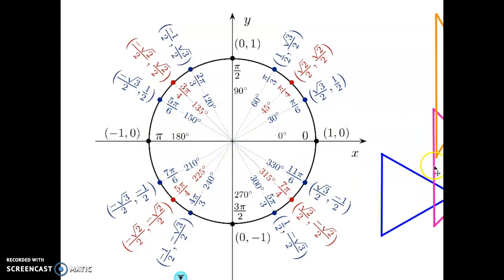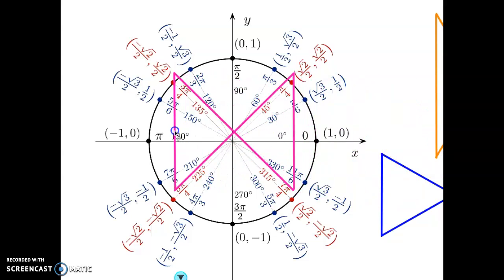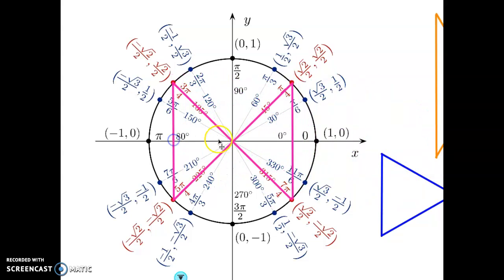If I look at the 45ers, again, they split the quadrant exactly in half, and 45s are the easiest because look at the x's and the y's. They're both root 2 over 2. And in the second quadrant, the x's are negative, y's are positive. Third quadrant, they're both negative. And in the fourth quadrant, just the y's are negative.